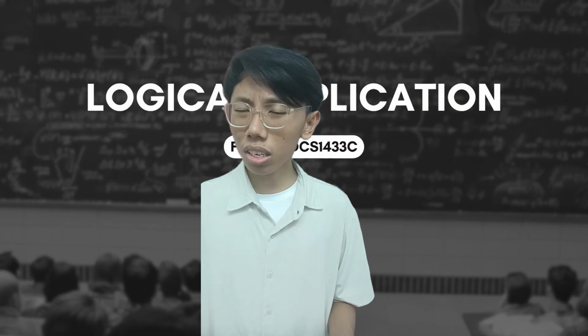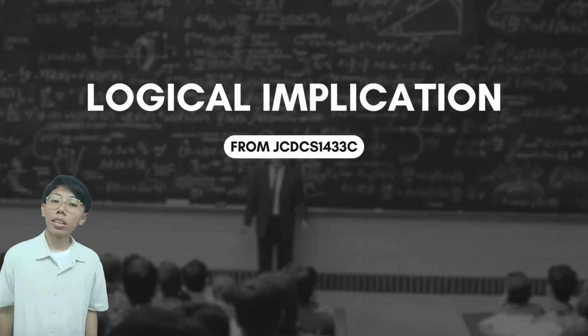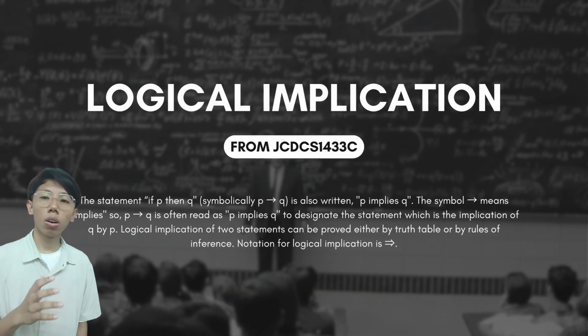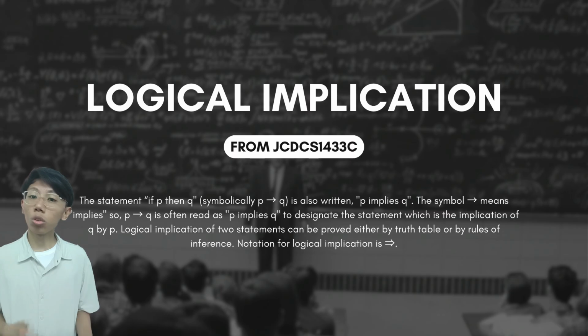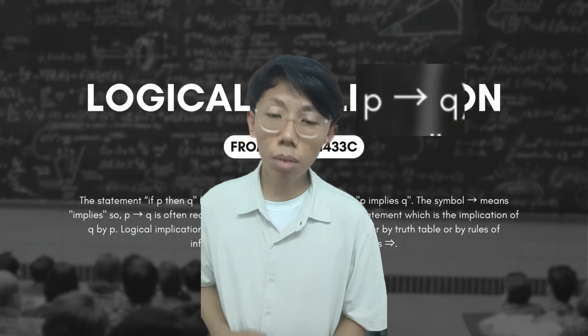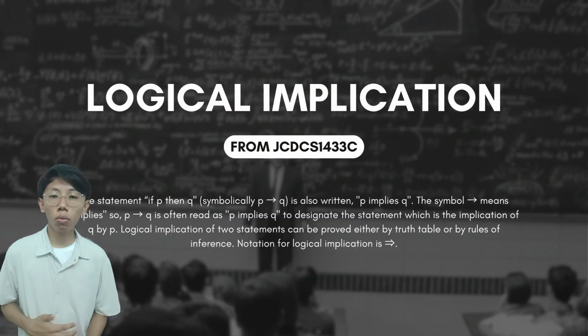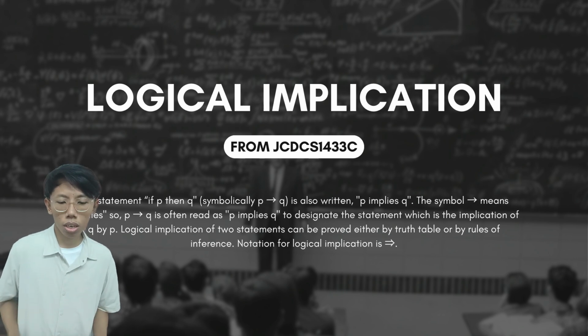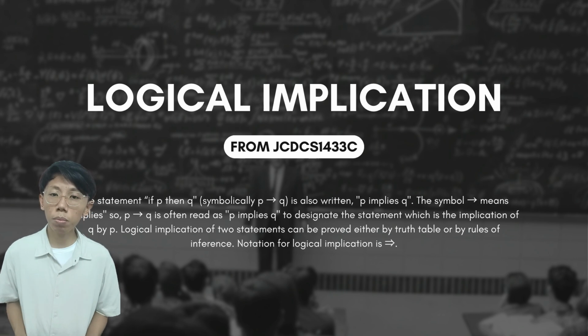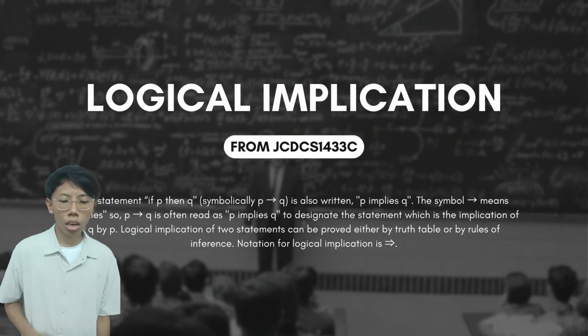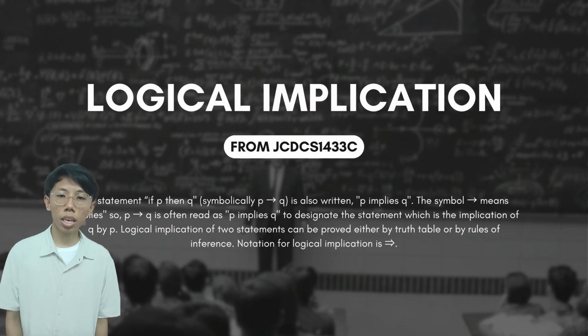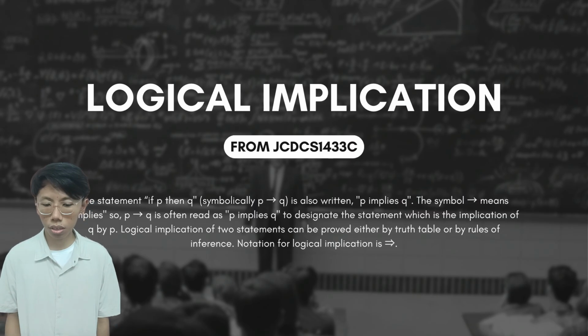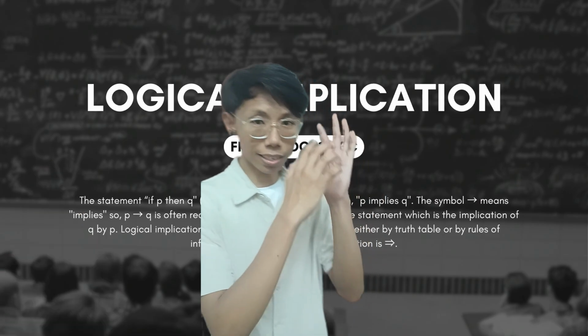Now, you may ask, what is logical implication? The statement "if P then Q", or symbolically P arrow Q, is often written as "P implies Q". The symbol arrow means implies, so P arrow Q is often read as P implies Q, to designate the statement which is the implication of Q by P. Logical implication of two statements can be proved either by truth table or by the rules of inference. Notation for logical implication is this.